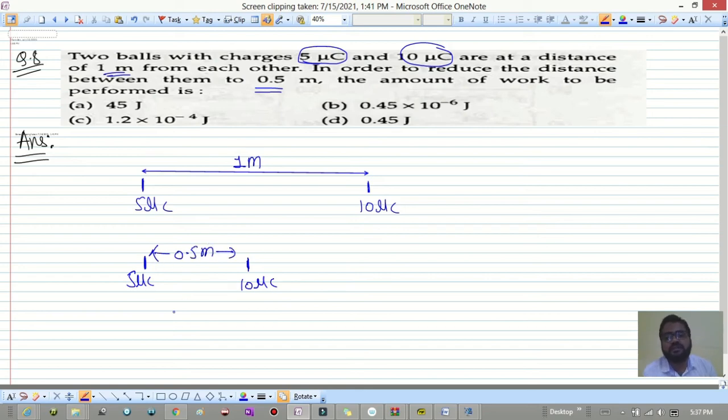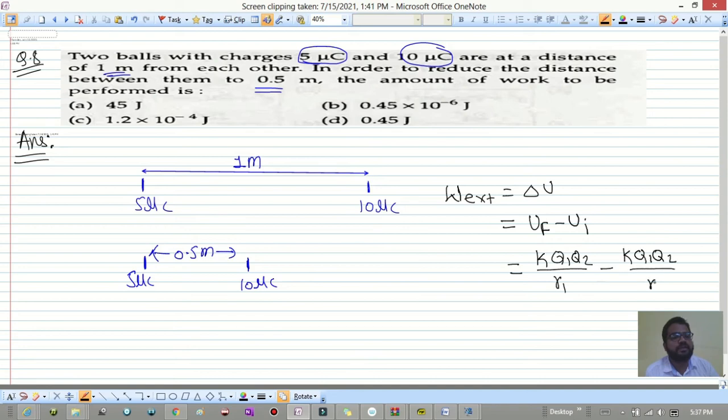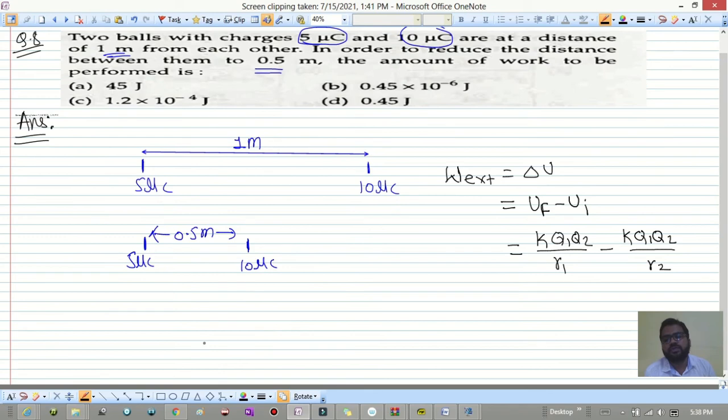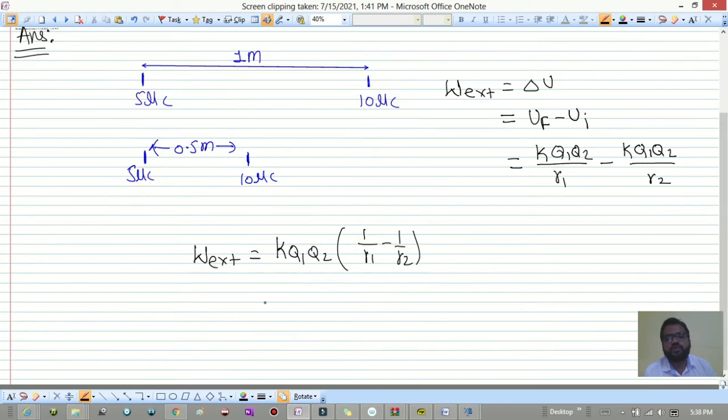So what is the work we have to do in this case? We know that work done by external is the change in potential energy. What is the change in potential energy? Final potential energy minus initial potential energy. The final potential energy of the system is K Q1 Q2 divided by R1, minus the initial potential energy, K Q1 Q2 divided by R2. So the work done by external is equal to K Q1 Q2 times the bracket 1 by R1 minus 1 by R2.